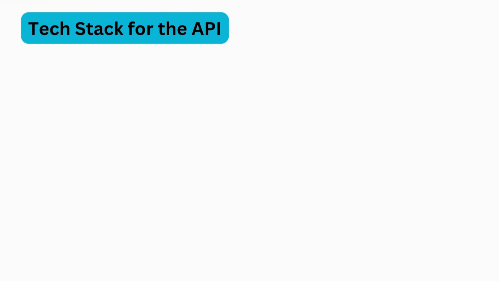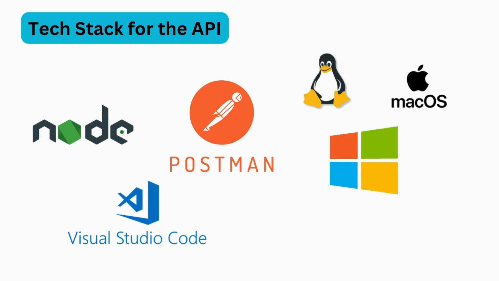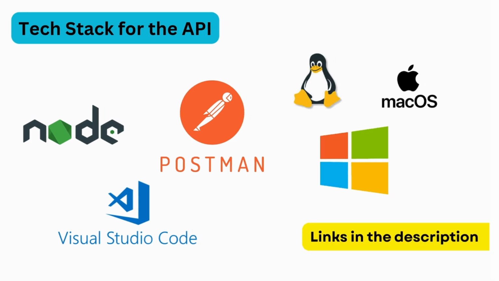Before we start, we need to have the following installed: Node.js, Postman to test out the REST APIs, and Visual Studio Code as text editor. All these softwares are freely available for every major OS. I have included the links to all these softwares in the description. Once you have installed these softwares, you will be good to move to the next step.